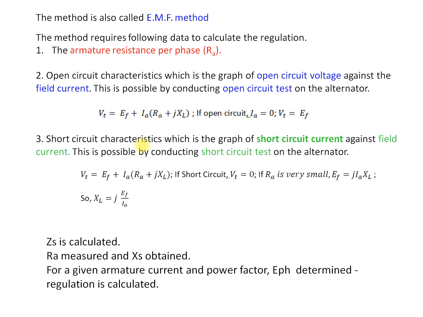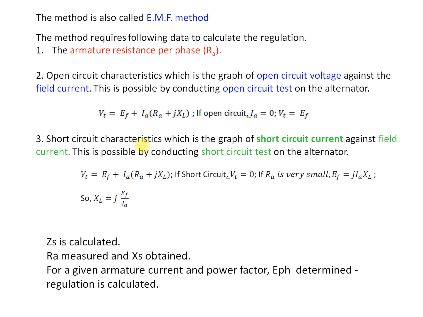Why find the synchronous impedance of the alternator? By finding the synchronous impedance, we can calculate the amount of voltage drop due to the armature resistance and the armature leakage reactance, and in some manner it can include the armature reaction also.